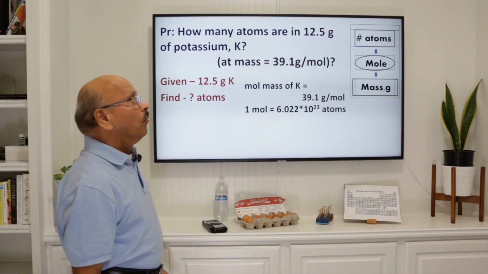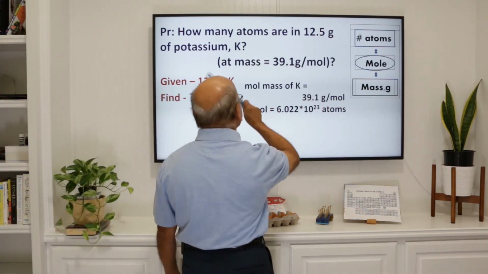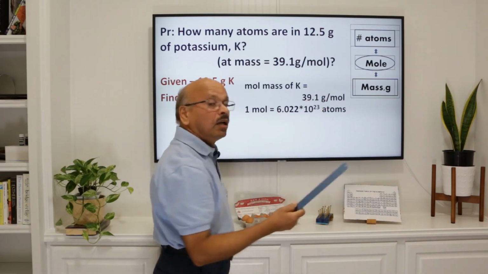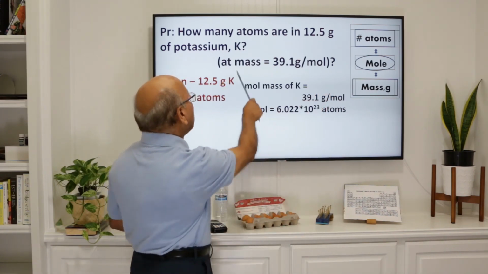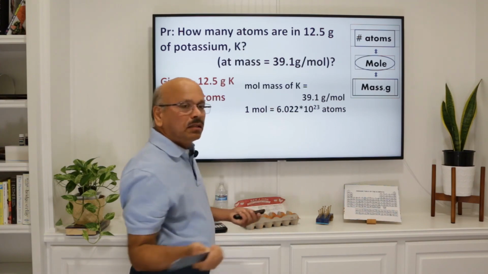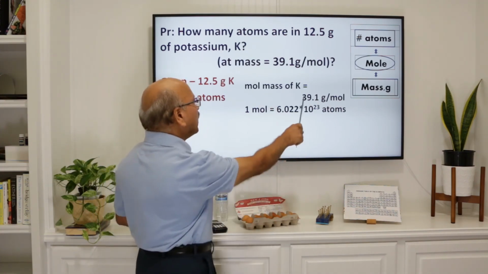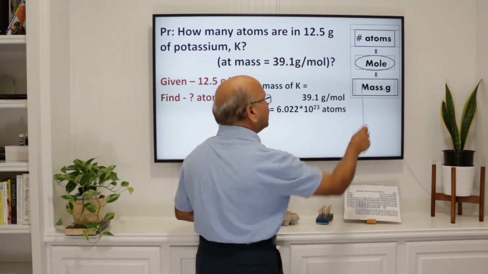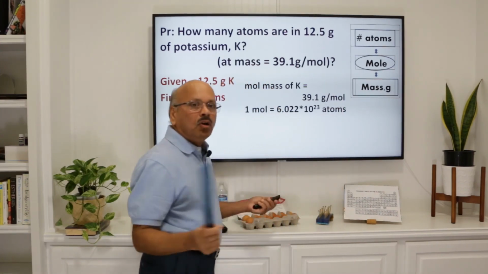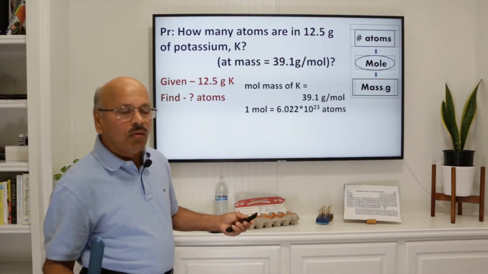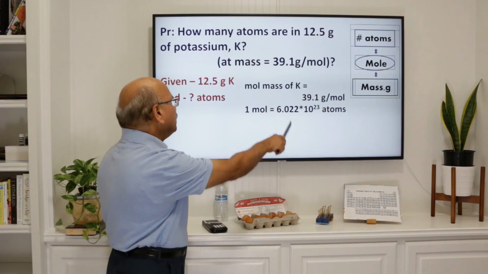So, from mass to mole, because mass is given, what do you need? Molar mass. And the molar mass is the atomic mass in grams per mole, which is 39.1 grams per mole. And then mole to number of atoms, you have no problem. Always it's the Avogadro number. So, we have these two.